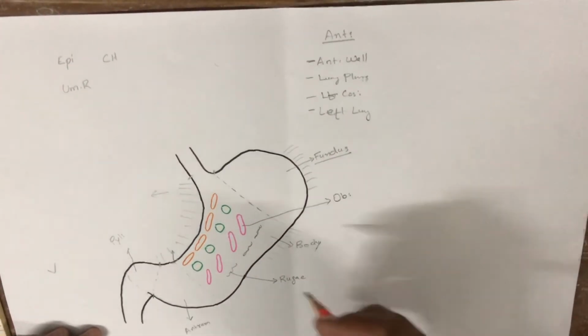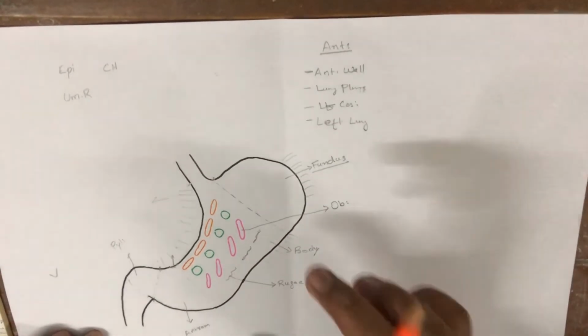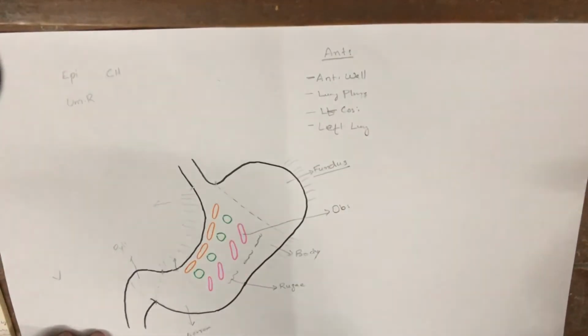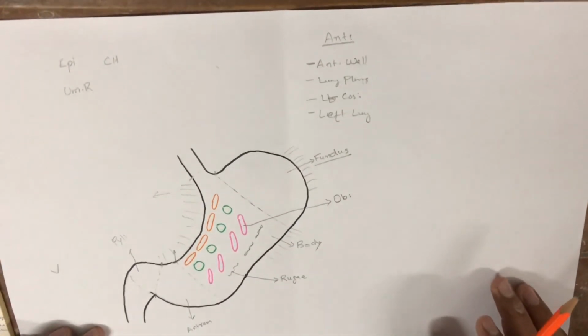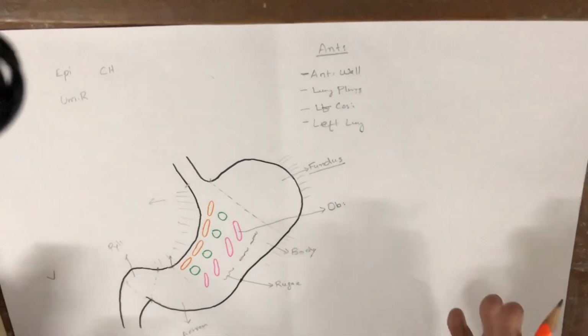And posteriorly, we will see the spleen is posterior to the stomach. The splenic artery is posterior to the stomach, and also the diaphragm is posterior to the stomach. So this is all about the stomach.